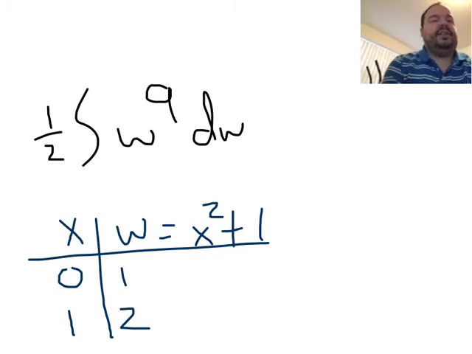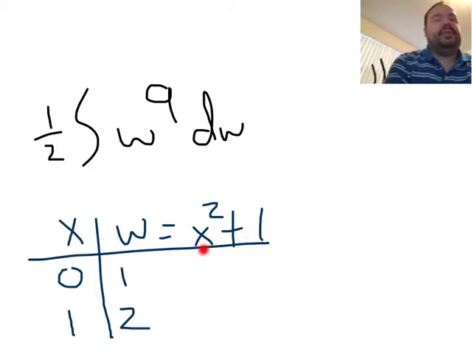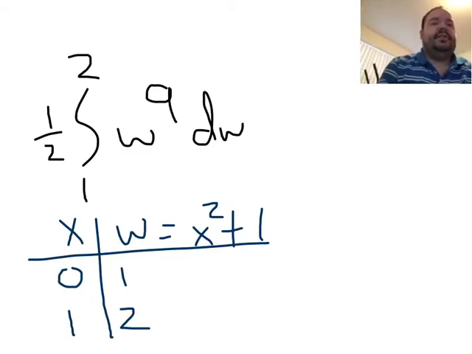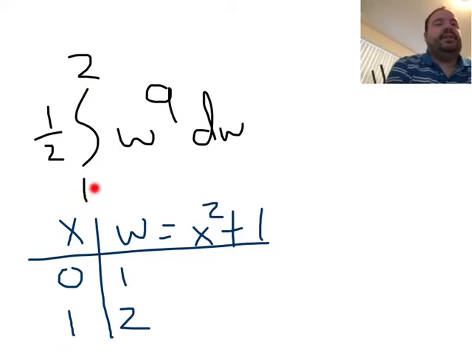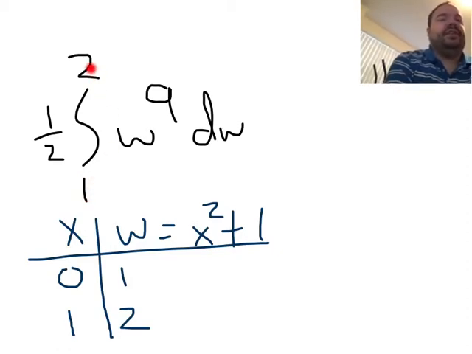So on this slide, you can see I made a little table. If x was 0, then w, which is equal to x squared plus 1, I just plug in x to be 0, and that's going to be 1. And when I make x 1 in that equation, I get 2 for w. Those are going to be my new limits of integration, so let's go ahead and do that. Okay, so I've changed those. I put those in the appropriate spot. Where x used to be 0, now it's 1, and where x used to be 1, it's now 2.